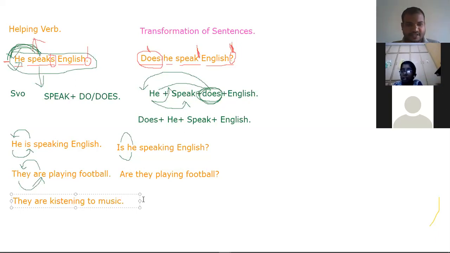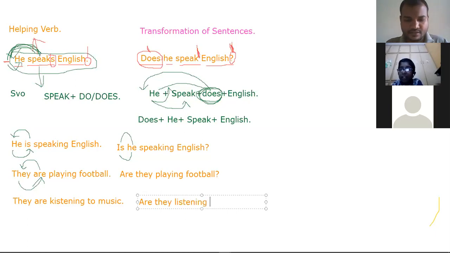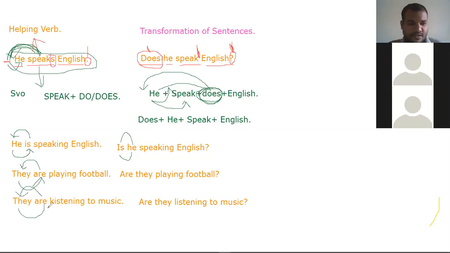Now, change it. Are they listening to music? Very good. Are they listening to music? Simple, right? Yes, sir. So we just replaced the subject and helping verb. We just replaced from one type to another type. That is why we are able to make an interrogative sentence from an assertive statement.